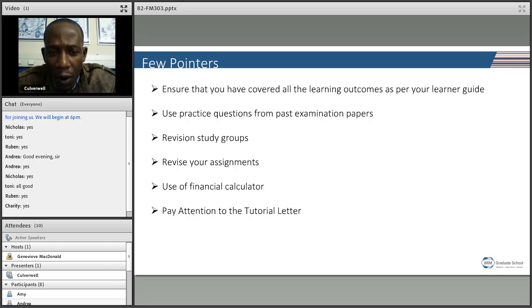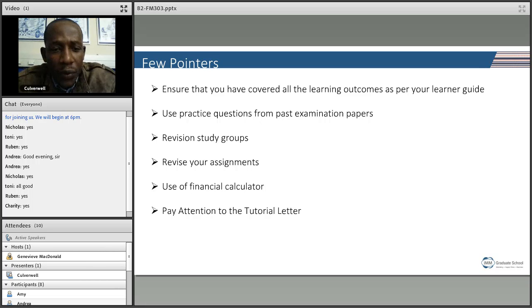Revision study groups are always advised, students, especially at this stage. And my assumption is most of you are working or engaged elsewhere. So revision study groups could actually be handy for you guys. The issue is you just need to know who stays where, and then you'll be in a position to hook up and do some few revisions together.